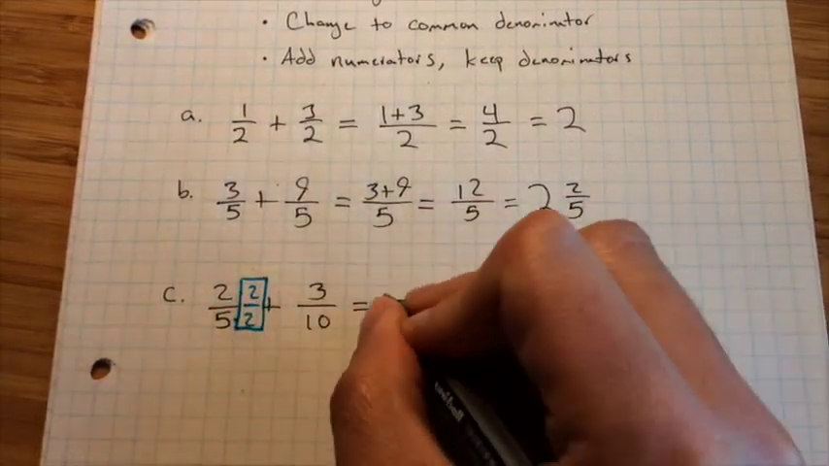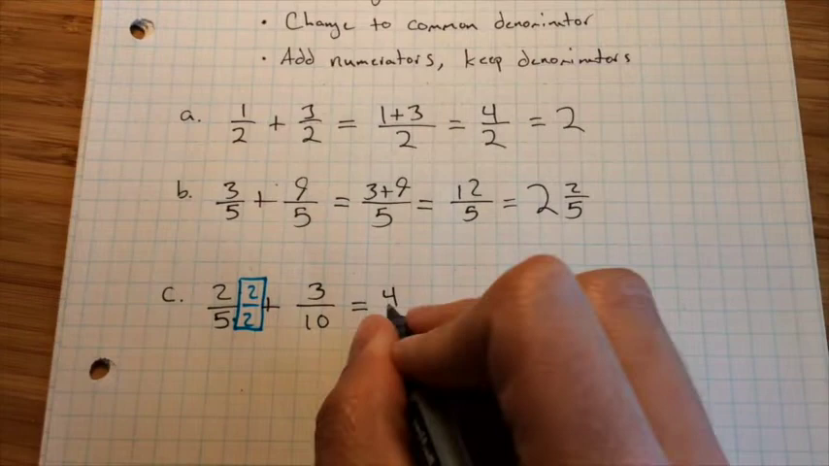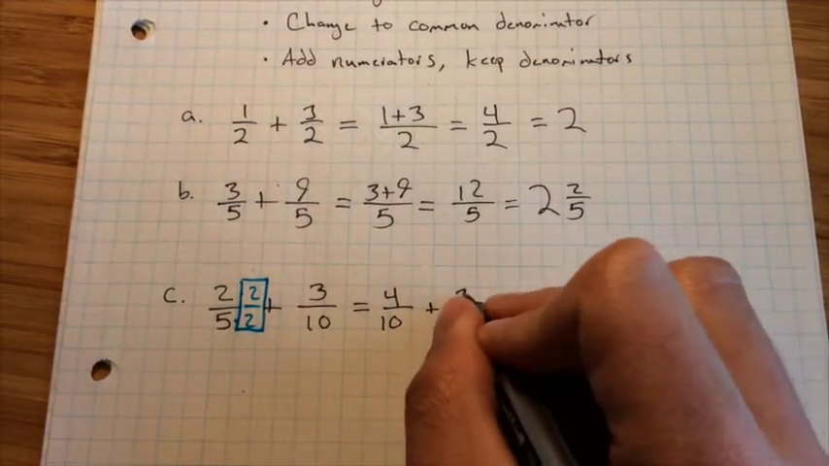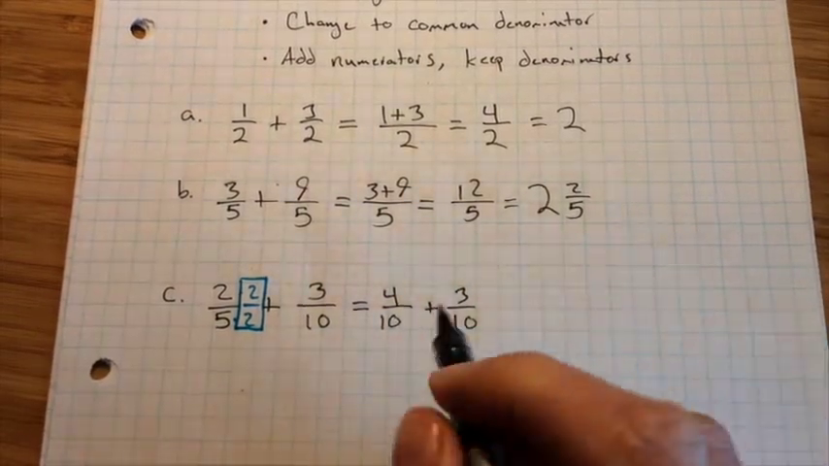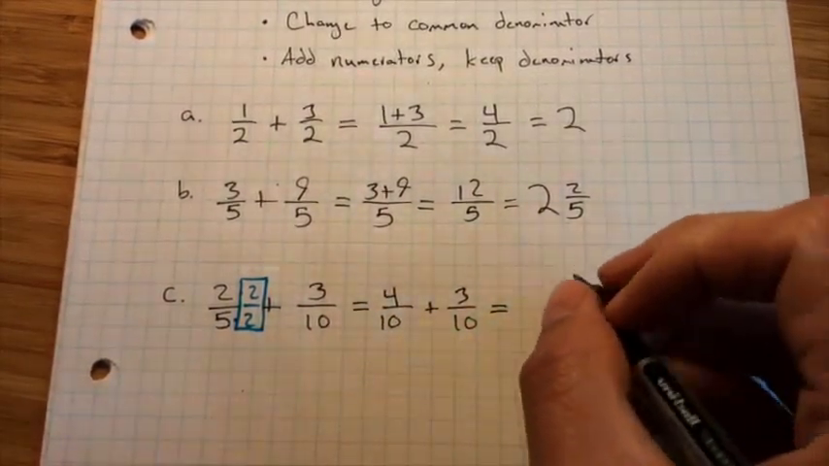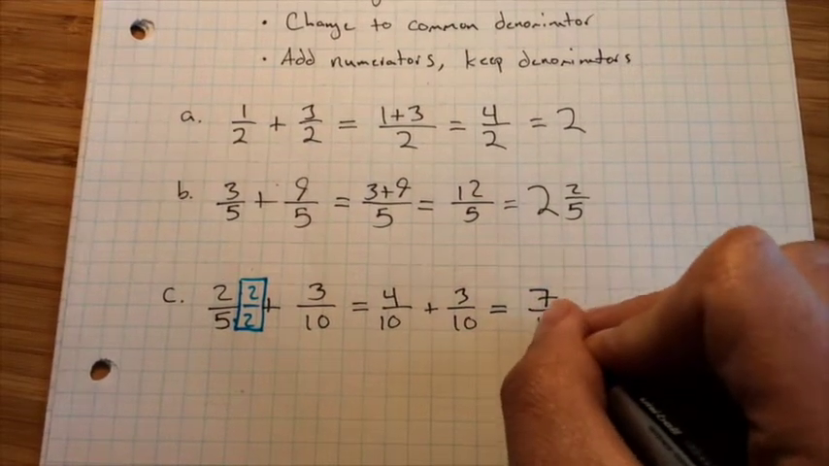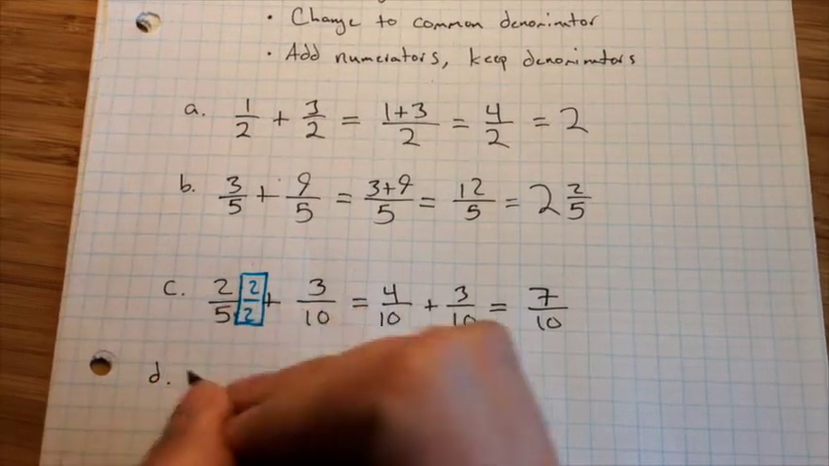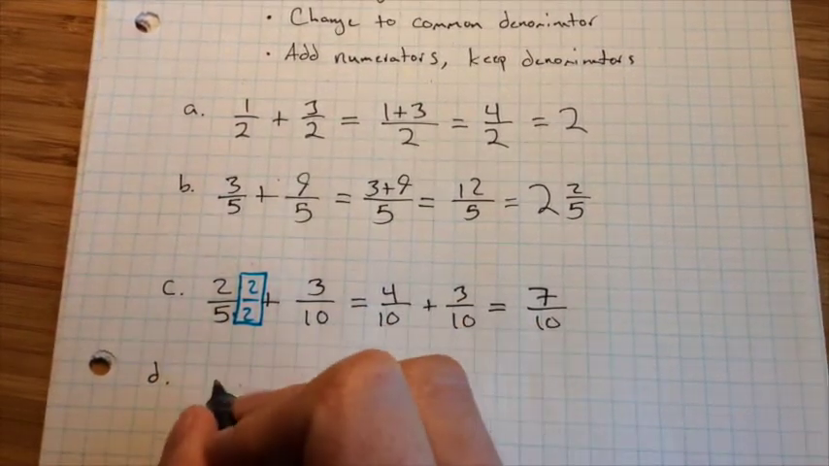So 2 times 2 would be 4/10, and then plus 3/10. And now we have a common denominator, so just like before, you're going to add your numerators and keep your denominator, and that's going to give me 7/10. Let's take a look at another one like that. 2 fractions with unlike denominators.